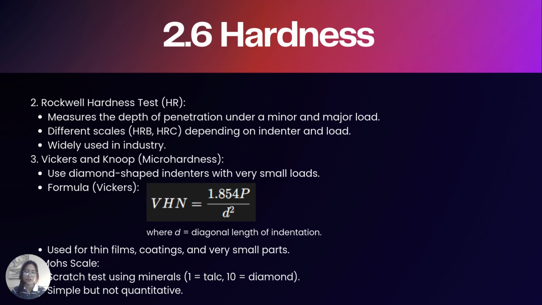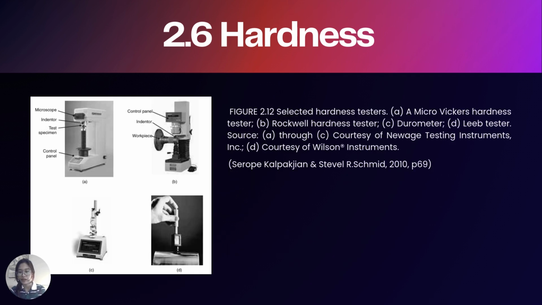Finally, the Mohs scale. It is the simplest. It measures hardness based on scratch resistance. It ranks materials from 1 to 10, which is diamond. These are the selected hardness testers.